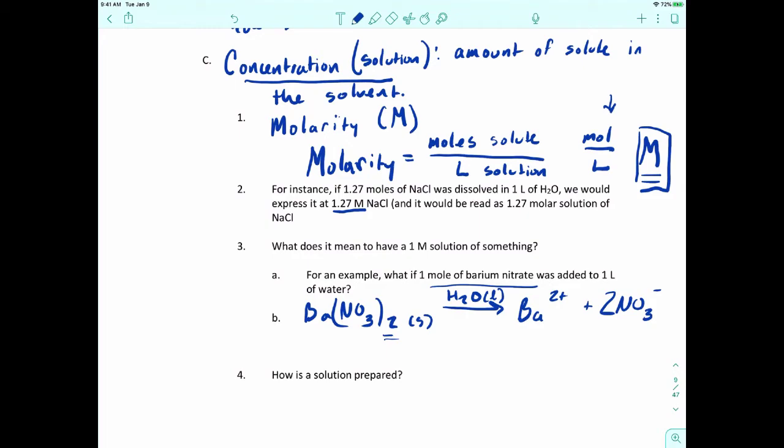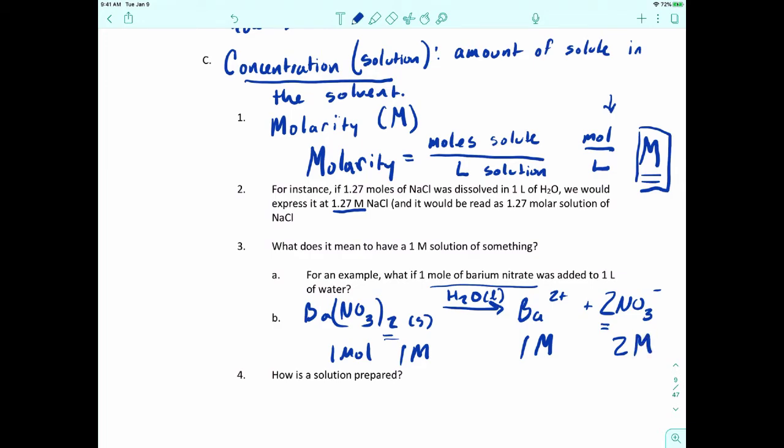Okay, so if you've got 1 mole of barium nitrate, you dissolve in 1 liter of water, that's going to give you a 1 molar concentration of barium nitrate. Now, in terms of the ions, because they dissociate, you're going to have a 1 molar concentration of barium ion, but when it comes to the nitrate ion, because you have 2 moles of that in a balanced chemical equation, that concentration will be 2 molar.